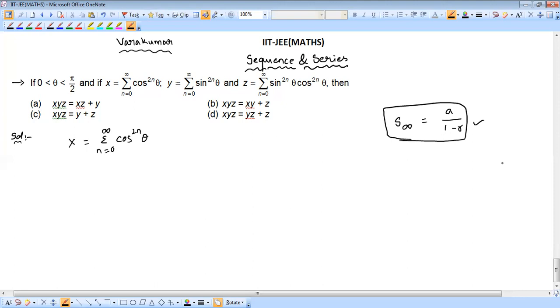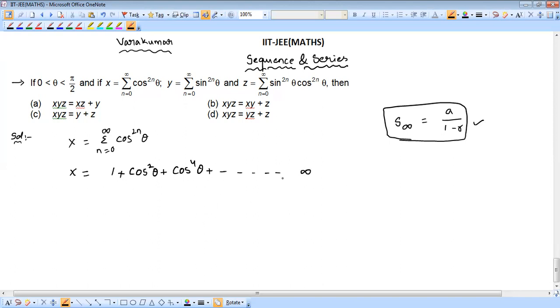How to do it? It is very simple. x = Σ (n=0 to ∞). Let us write n value 0 first. Something to the power 0 is nothing but 1. When n is 1, 2 into 1 is 2, so we can write cos² θ. Similarly, n value 2 becomes 2 into 2, cos⁴ θ. Let it extend till infinite.